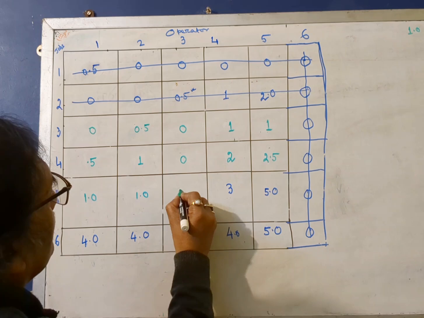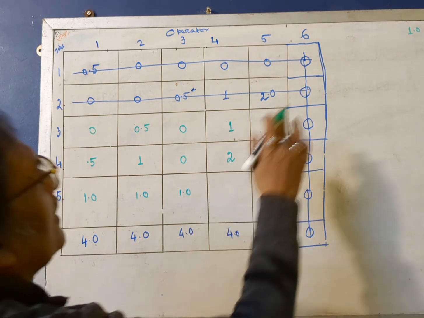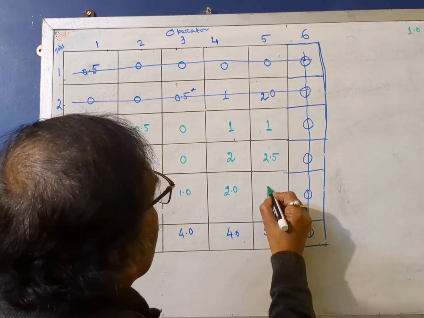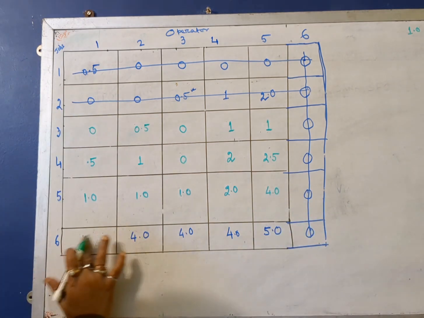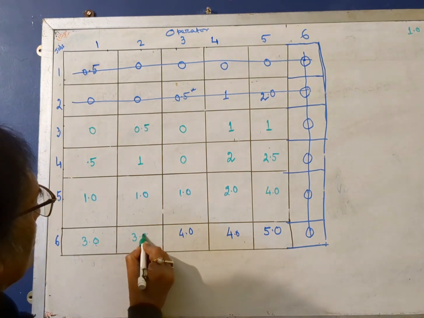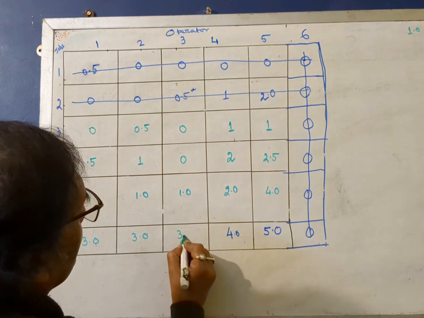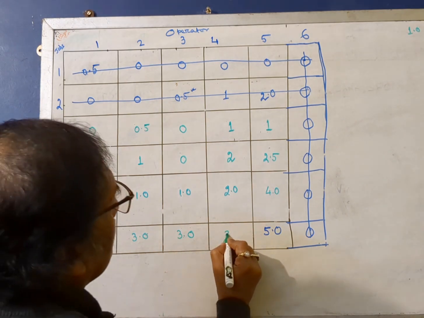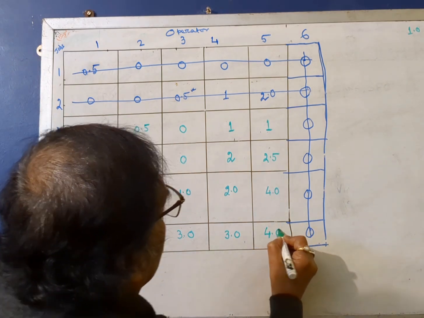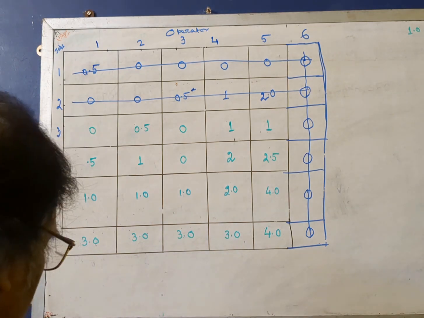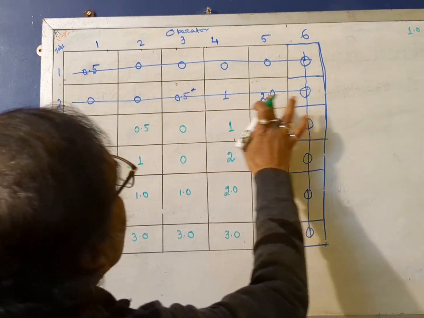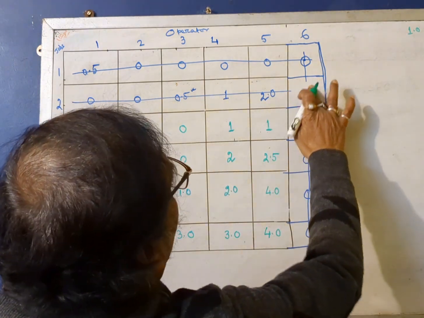This is 1.0. 3 minus 1 means 2.0. 5.0 minus 1 means 4.0. This is 3.0. This is 3.0. This is 3.0. This is 4.0. This is 3.3, 4.4. These will remain the same, but at the junction point it will be added as 0 plus 1.